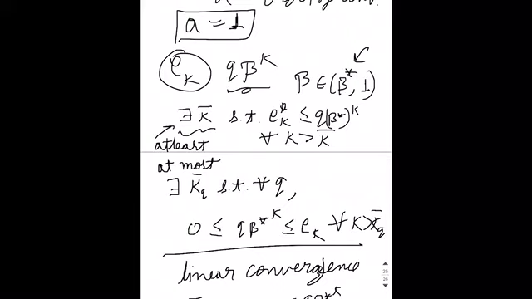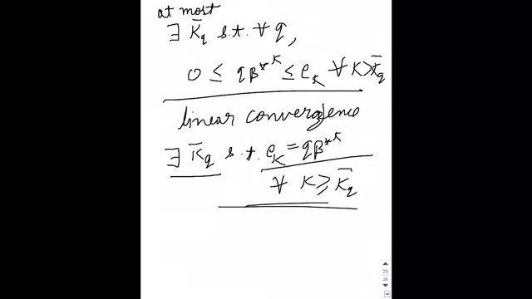And we call it sublinear if convergence is slower than every sequence of the form q beta to the power k. If convergence is faster than all q beta to the power k for all beta in the interval 0 to 1, this is superlinear convergence. And if it is slower for all beta, then it is sublinear convergence.